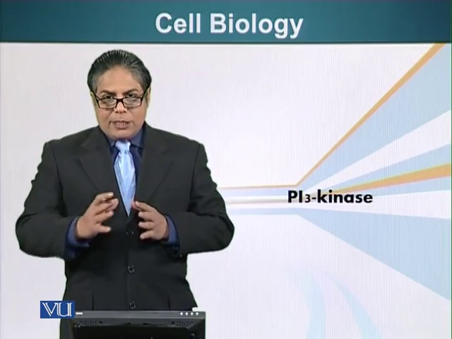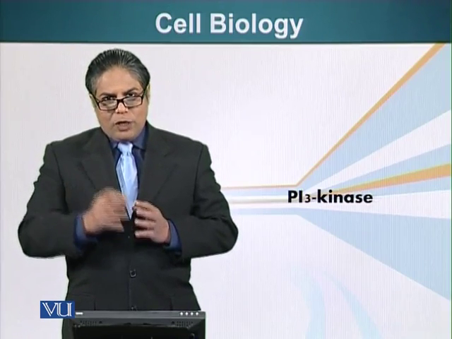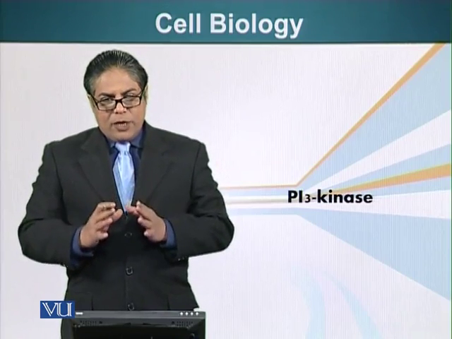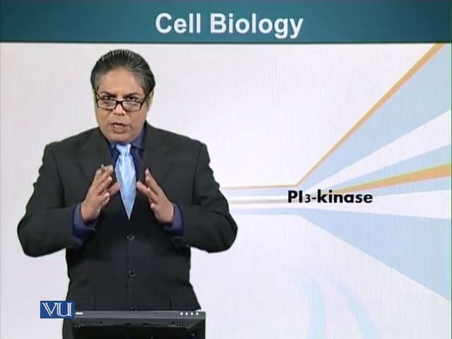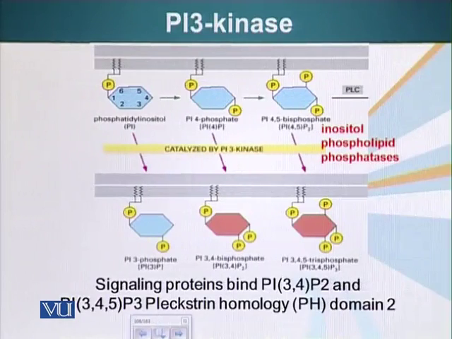activated. This enzyme has a kinase activity, meaning that it attaches a phosphate group to its substrate. In this case, the substrate is not a protein, it is actually a lipid molecule. Let's look at this enzyme, how it works. PI3 kinase, phosphatidylinositol 3 kinase. The number 3 is there because it attaches a phosphate group at carbon number 3 on phosphatidylinositol.